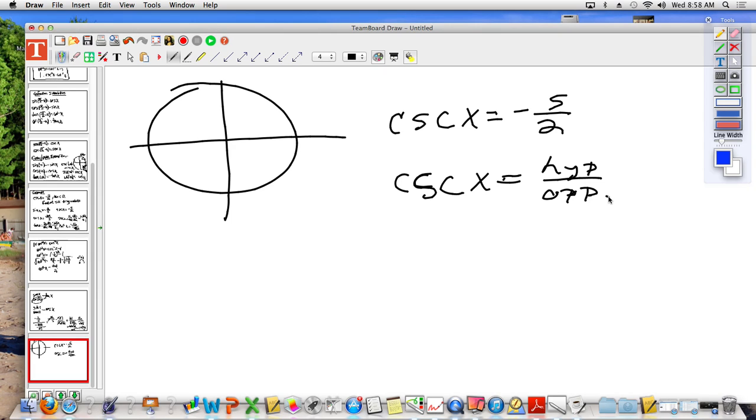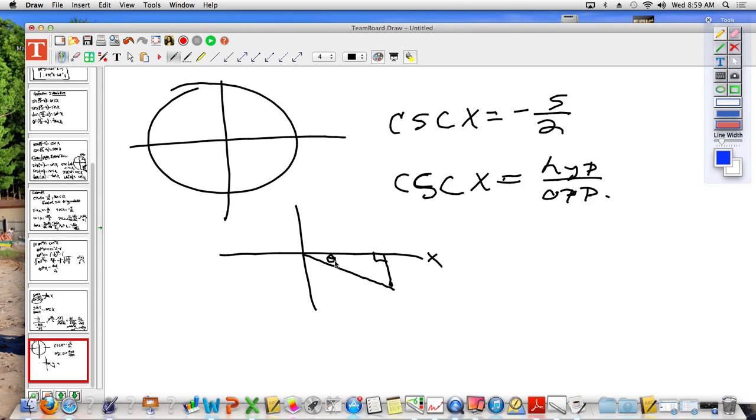So if I draw, remember how we had to draw those triangles like this? Remember this? We had a right angle here. We always drew one side with the x-axis. And what they're telling us in this, if this is x, or theta we'll call it, if the cosecant is negative 5/2, and that's the opposite side over the hypotenuse, what do I put where? The hypotenuse goes where? On the longest side, right here.